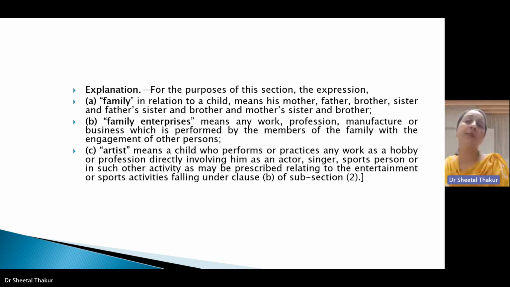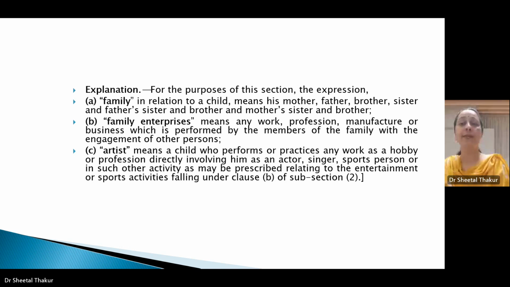Thereafter comes section 12. Section 12 talks about the display of a notice containing an abstract of section 3A and section 14, which has to be displayed by the employer in a conspicuous part of his premises. Thereafter, section 14 talks about penalties.